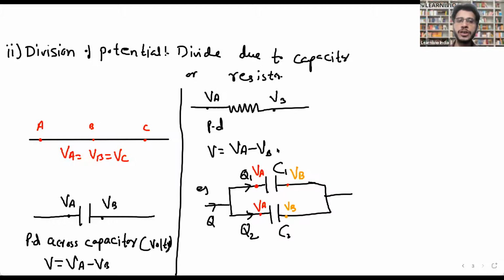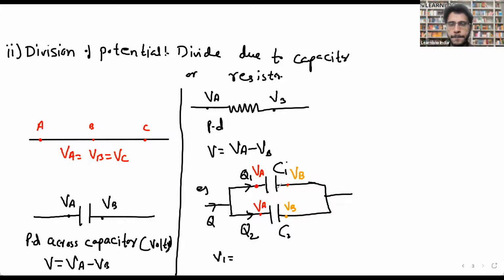Padma, what is the potential difference across C1? Padma, you can write in the chat room if you want. I need the potential difference across C1.